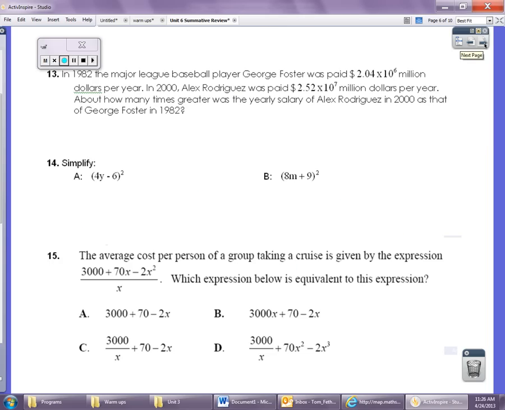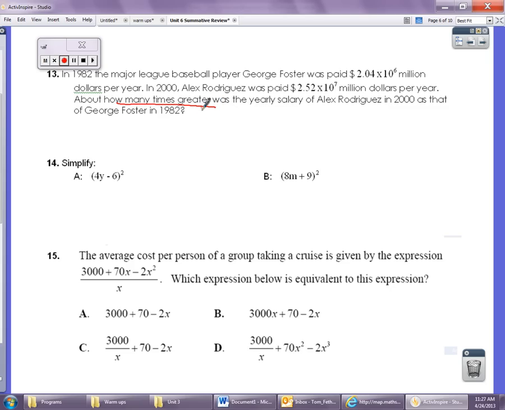Question 13. In 1982, the Major League player George Foster was paid 2.04 times 10 to the 6 dollars per year. And in 2000, Alex Rodriguez was paid 2.52 times 10 to the 7 dollars per year. About how many times greater was the yearly salary of A-Rod than George Foster?